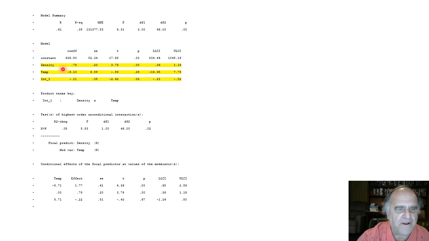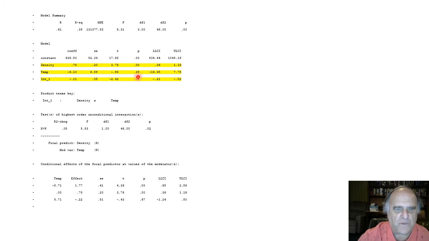Then we have our model. You can see our constant, which is really just an intercept. Our density, which again, density here is our independent variable, has a coefficient of 0.78. It is significant at 0.00. And here's our bootstrap confidence intervals. We then have temperature. Temperature is not significant.